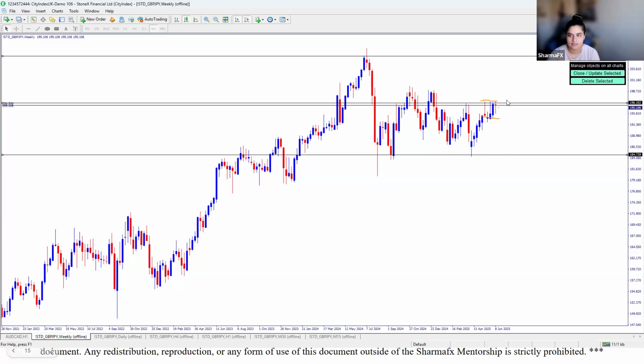All right, so you got that resistance. So this is the most recent resistance. This is what price needs to break. This is a weekly time frame. This is what price needs to break this week in order for us to continue bullish.